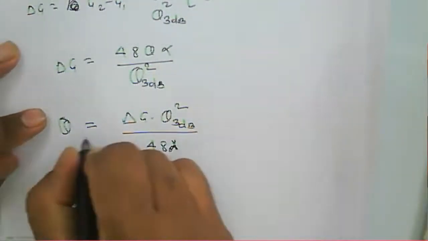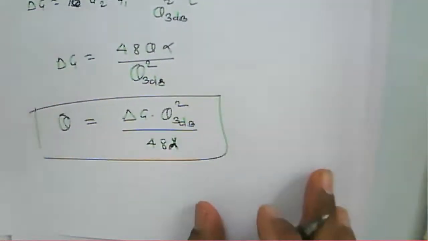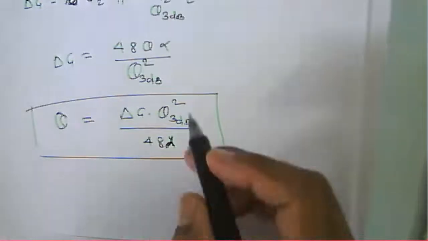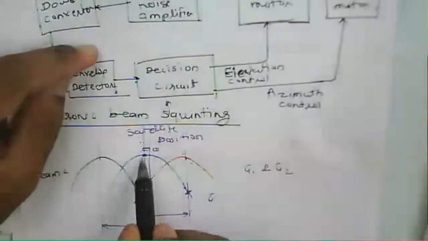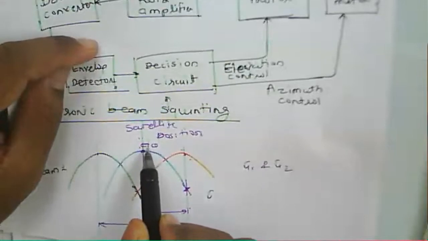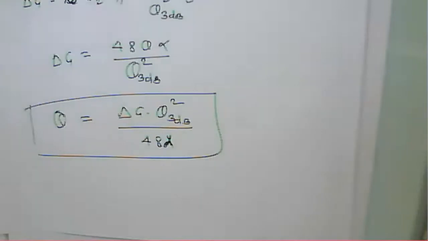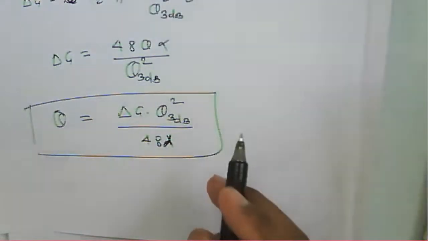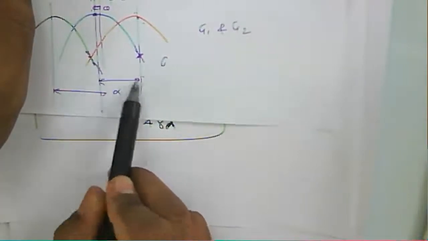Sorry, 48 of alpha, not lambda. Okay, that is about theta, a small error in the position. We have G1 and G2 for this, and then we will find out a squint angle, that is the alpha here, between the beam position.